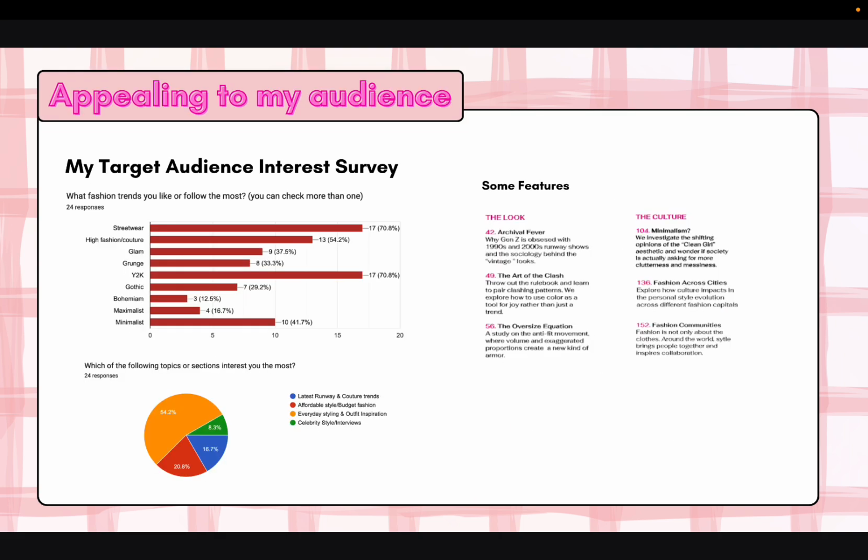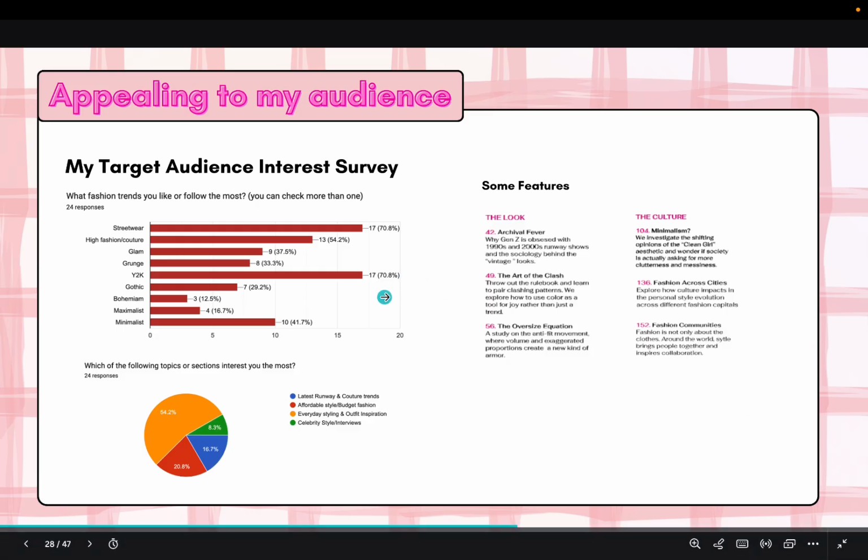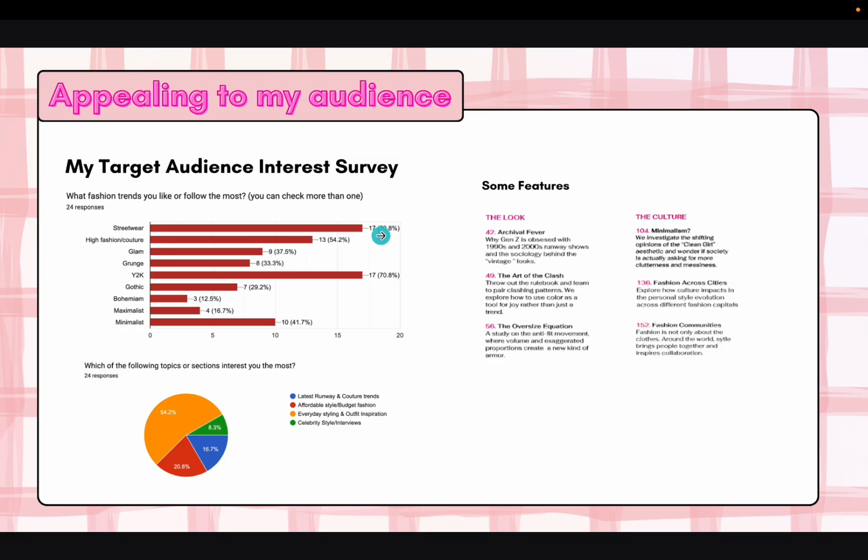Now, to appeal to my audience, I decided to do a target audience interest survey. So these are some of my results. For aesthetics, my target audience shows a high preference for streetwear and Y2K. I decided to use this Y2K preference in my overall look in my magazine, mostly the color hot pink, as it is one of the most iconic colors in the Y2K style.